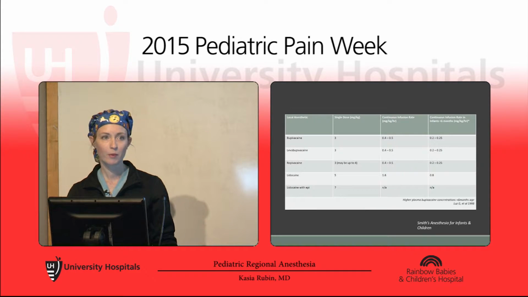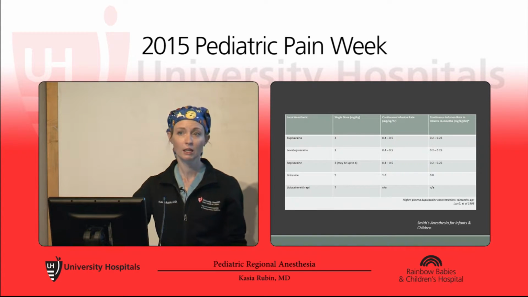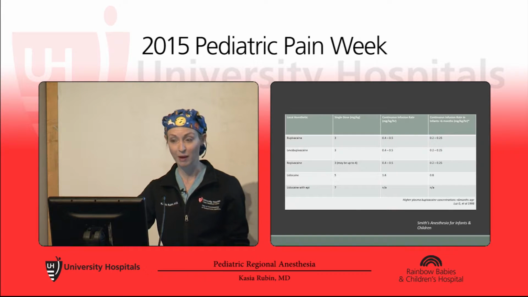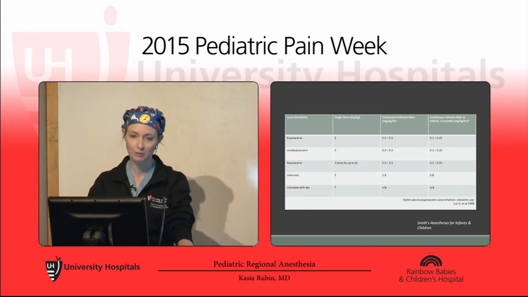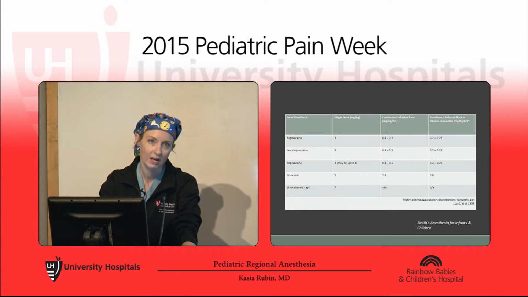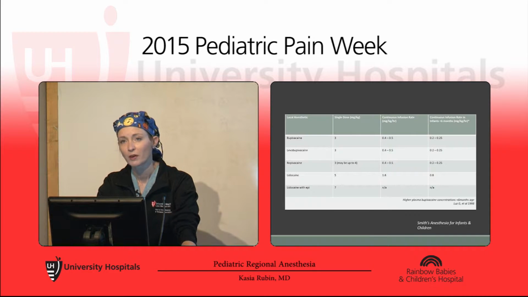This is something that, if you're going to be on the peds side intermittently, you're going to look up before starting a kid on an epidural. We usually have little cards, or we look it up to know exactly what we need to be doing. Single doses, not so bad. It's pretty much the same everywhere, 3 milligrams per kilo.